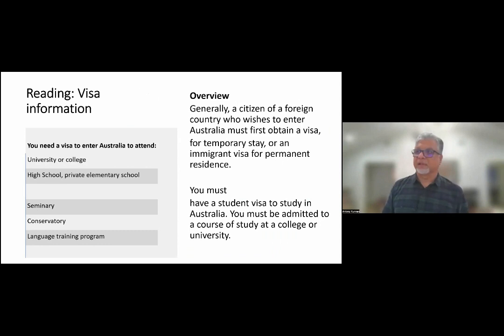So here is an example. This is not exactly the screenshot of the test, but this is what you have. You need a visa to enter Australia to attend, whether it's a college or a high school or a seminary. And on the right side, you have that generally a citizen of a foreign country should get a visa, and you must have a student visa to study and so on. So they read information like this.